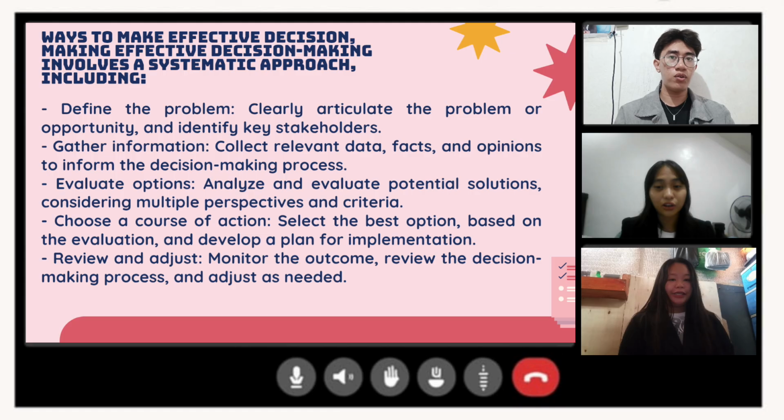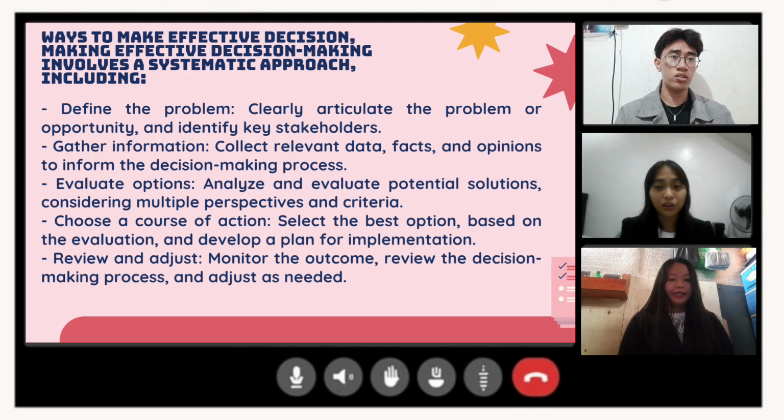Then, last, review and adjust. The final step is to monitor the result of the decision. It involves tracking progress, gathering feedback, and evaluating whether the decision achieved the desired outcomes. If the results are not as expected, it's important to make necessary adjustments or revisit previous steps. Decision making is a continuous learning process.